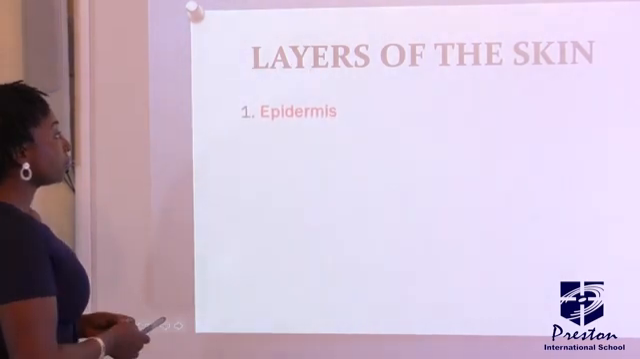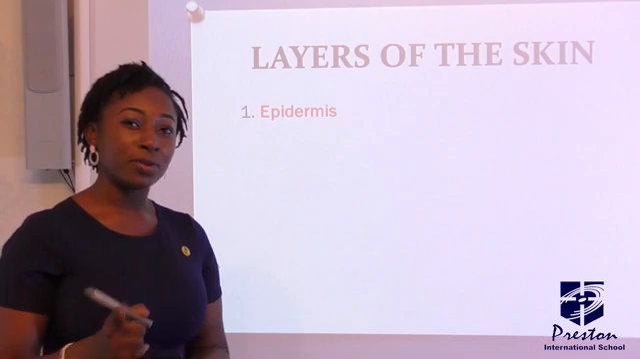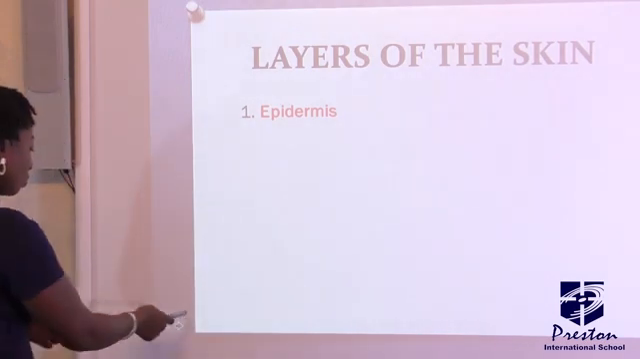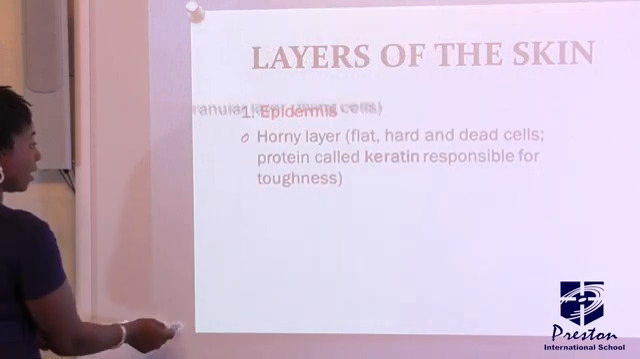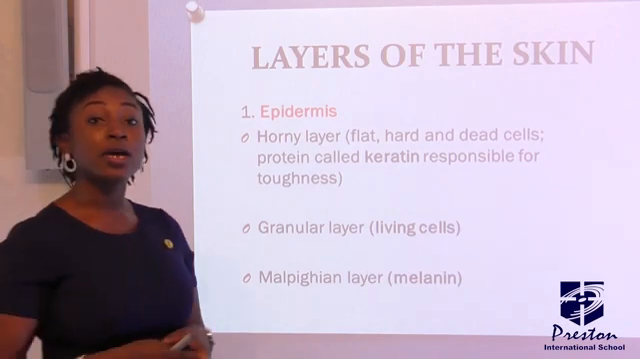Layers of the skin. Basically, we have two major layers of the skin. We have the epidermis and we have the dermis. Now, we're going to be talking on the epidermis. Now, under the epidermis, we have three sub-layers. The horny layer, the granular layer, and the Malpighian layer.